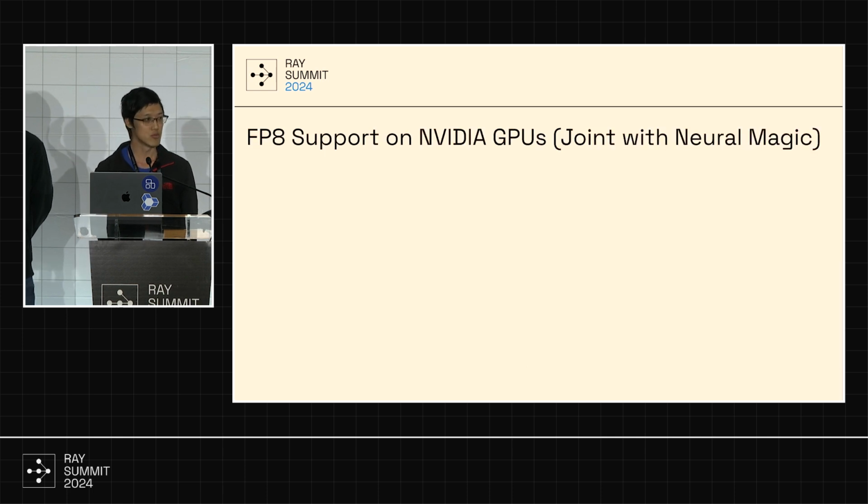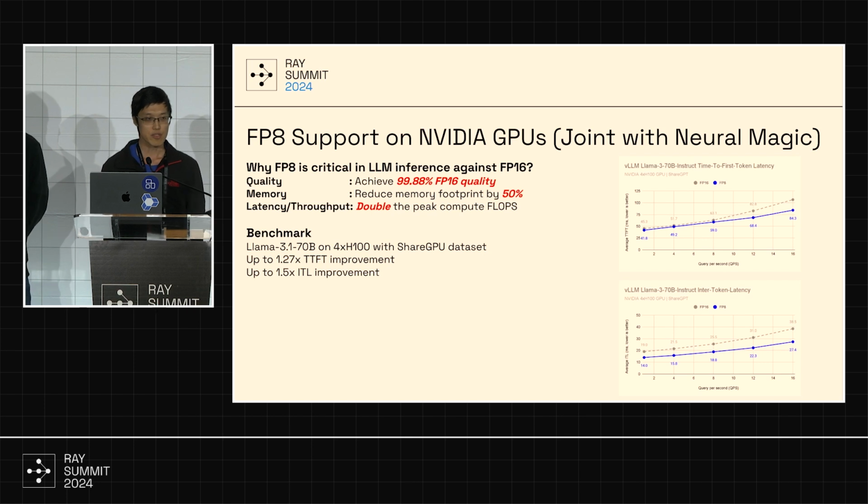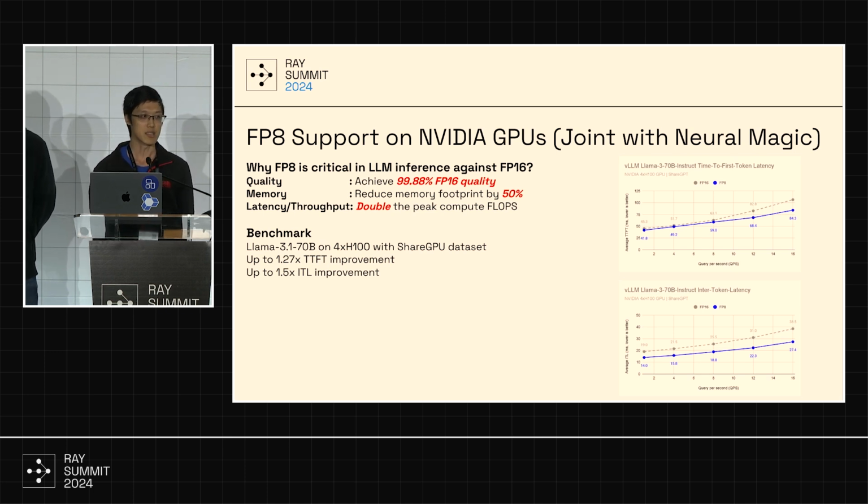Now let's dive into some critical features that are used by vLLM day to day. The first one is the FP8 support on NVIDIA GPUs. Again, this is joint work with Neural Magic. First of all, why is FP8 critical in LLM serving compared to FP16? First of all, we can look at the quality. FP8 is able to achieve 99% quality against FP16. And it's extremely easy to quantize, so you can directly get the performance benefit and the memory benefit by just quantizing the model to FP8.